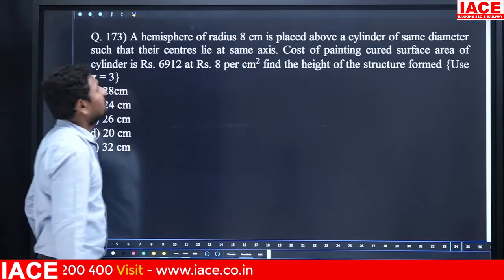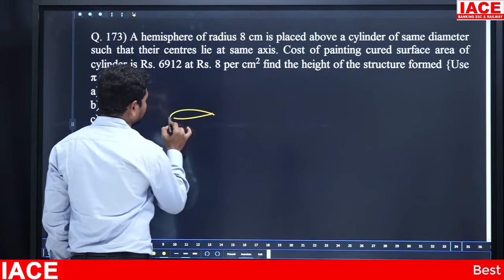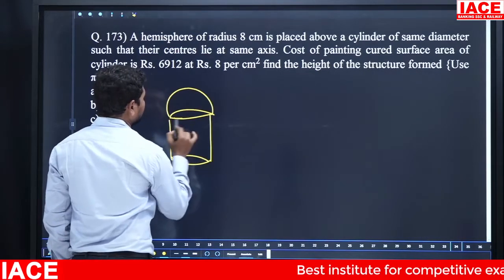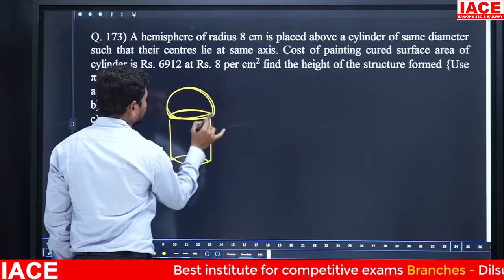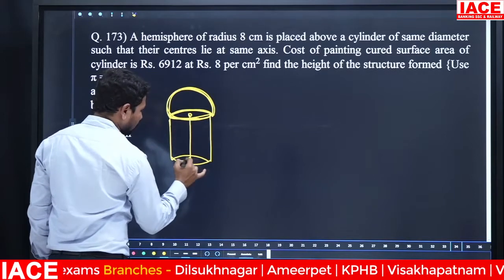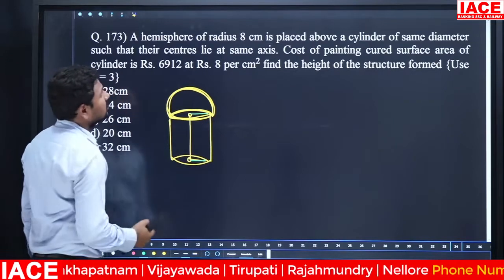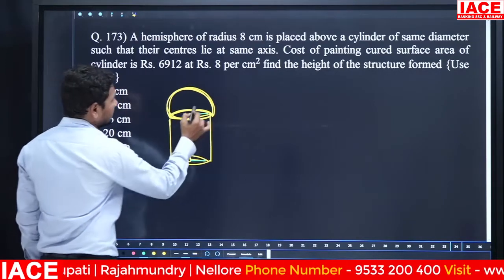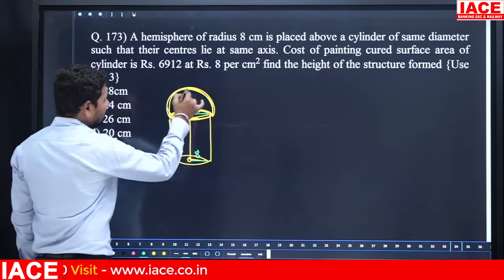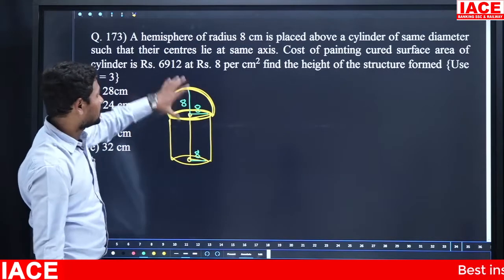Next. A hemisphere of radius 8 cm is placed above a cylinder. There is a cylinder, and the hemisphere, a half sphere, is placed here. Then we need to know the height of the cylinder. The radius is clearly mentioned: hemisphere of radius 8 cm means the cylinder radius is also 8 cm. Now I need to know the height of this total figure.